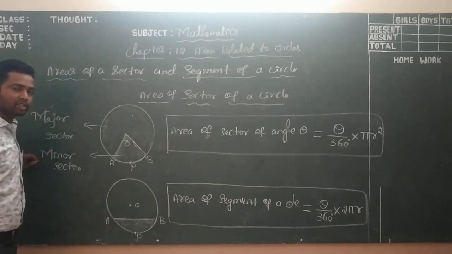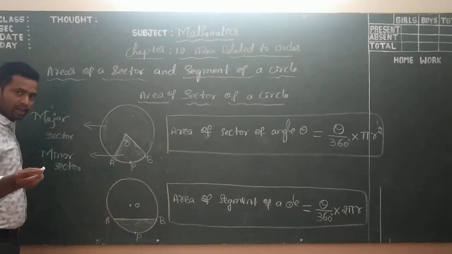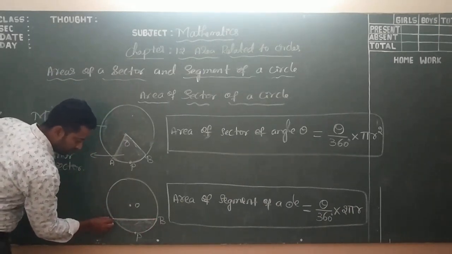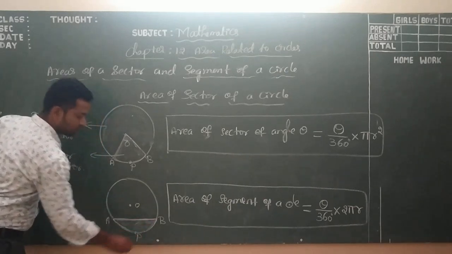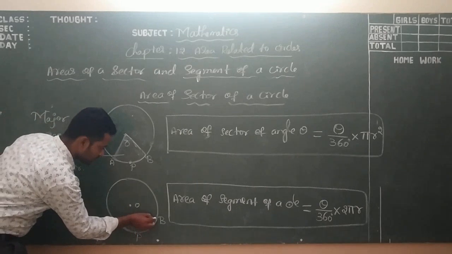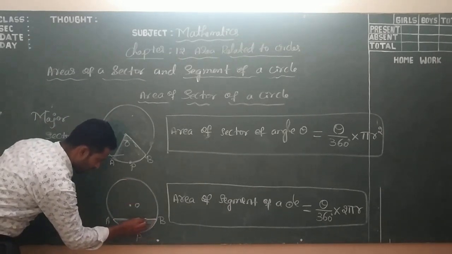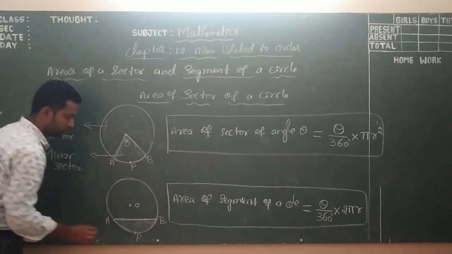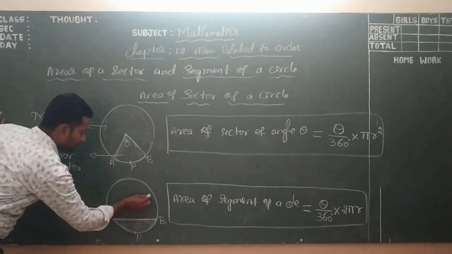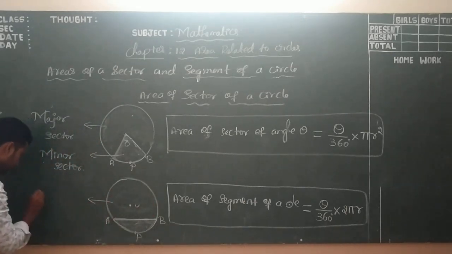What is the segment of a circle? From our definition, the segment of a circle is formed by one chord and the corresponding arc. See, this is an arc. This is one arc and one chord. This is also a segment, but it is a major segment.